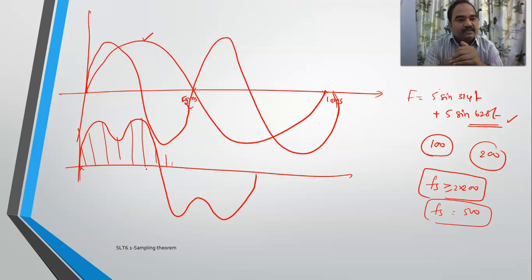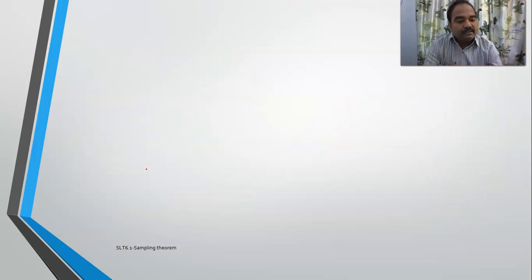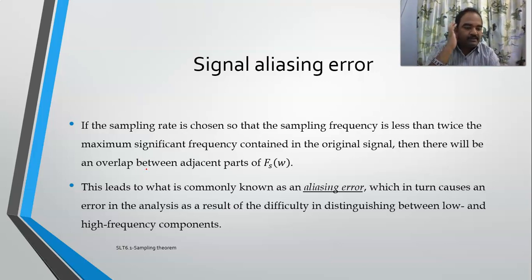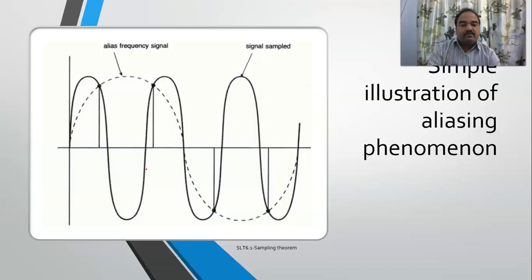In the previous slides, we have seen that with anything less than 2 times the maximum frequency, you won't get a proper replica of your signal. And this is called signal aliasing error. It will be difficult to distinguish between the different components. For further reading, we will discuss more in the class.